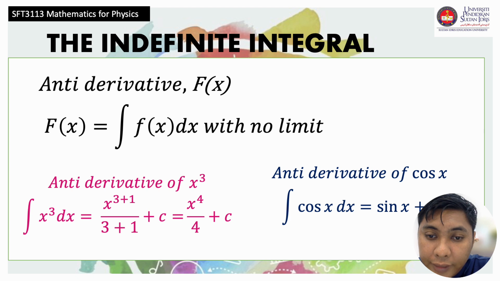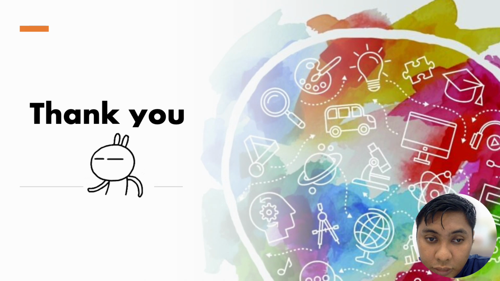What about the antiderivative of cos x? For this one, you need to refer to the antiderivative table that we did in the last chapter.